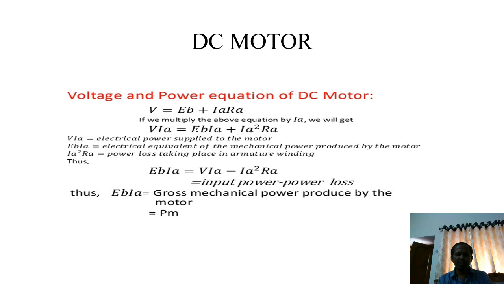Therefore the equation is EBIa is equal to VIa minus Ia squared Ra. VIa is the input power, Ia squared Ra is the power loss or armature copper loss. EBIa is the gross mechanical power produced by the motor, Pm. Pm is equal to input power minus power loss. We get this equation from the DC motor, right?